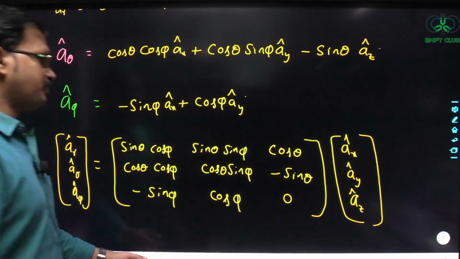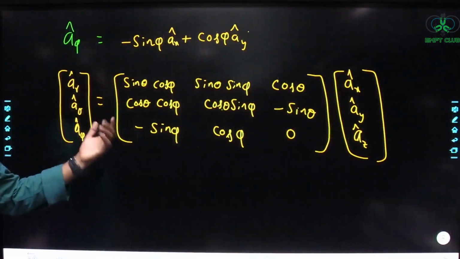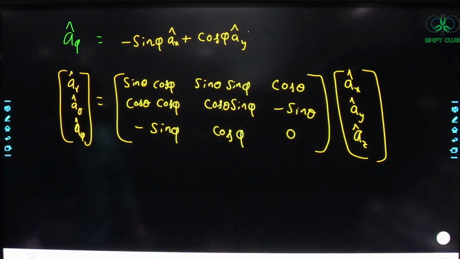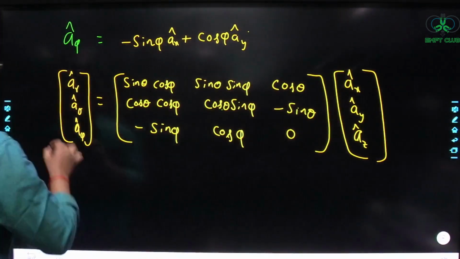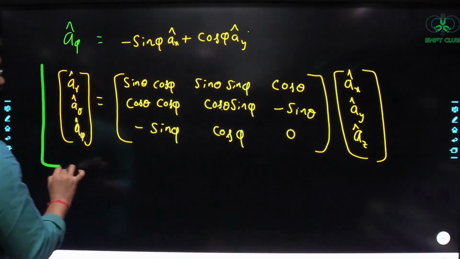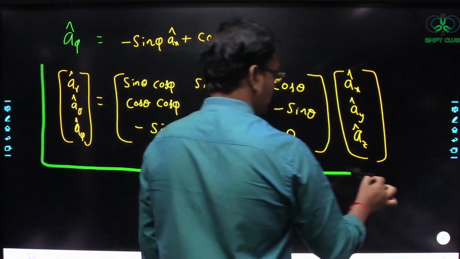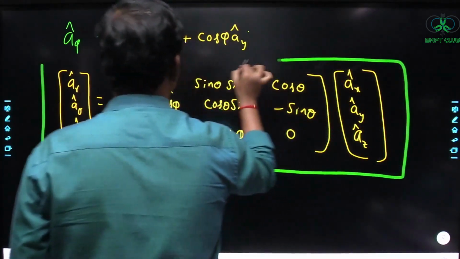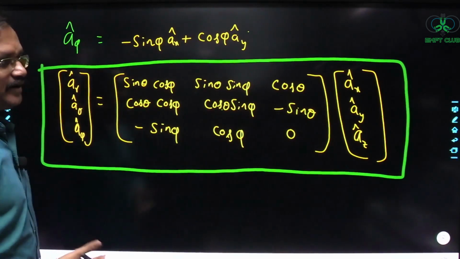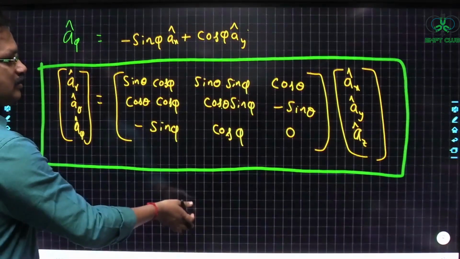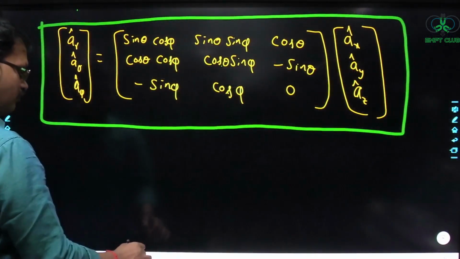Okay. So you can represent this in matrix form also. The same thing you can do in the case of the cylindrical coordinate system. There also we got the expressions for a_r cap, a_phi cap and a_z cap, so that you can represent in terms of this matrix form.